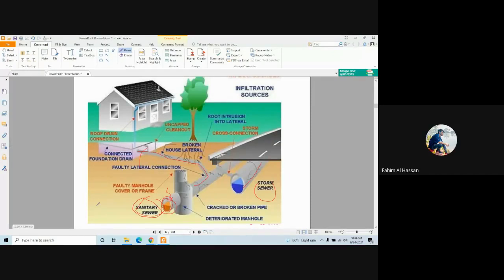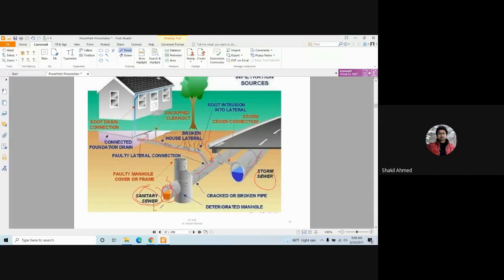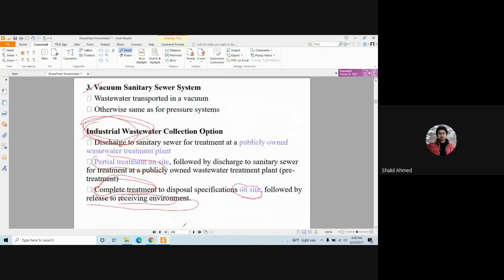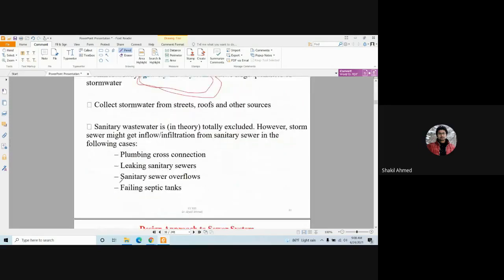Yes, sir. But you have to remember that your sewer may have leakage, and that leakage may allow some part of the rain water to infiltrate through the pipe. So that means the sanitary sewer load should be the load coming from the facilities plus the load coming from the infiltration. Am I right? You have to remember this. Leaking sanitary sewer, and others.